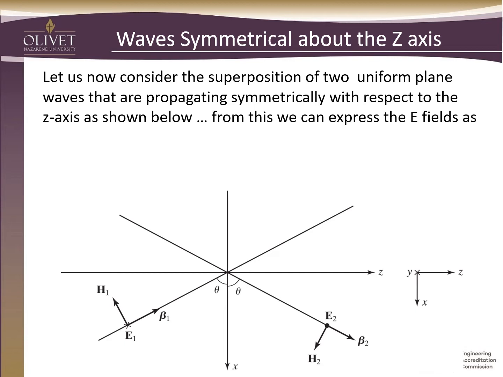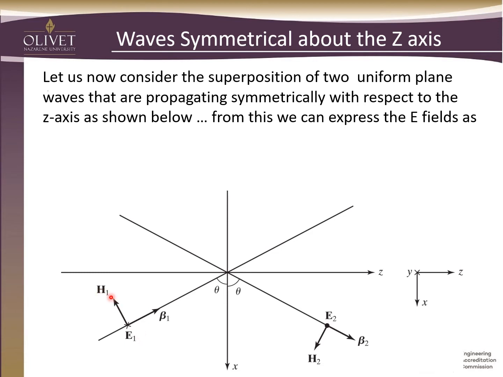To do this, we want to consider the superposition then of two uniform plane waves that are propagating symmetrically with respect to a z-axis as shown below. So again, let me get my laser pointer activated here. Here's the z-axis, so this will be the direction of propagation. And so we're going to have two different electromagnetic waves here, both making an angle of theta with this x-axis. And so you have this E1 that's going in and out of the board, and this E2 which is also going in and out of the paper or board.